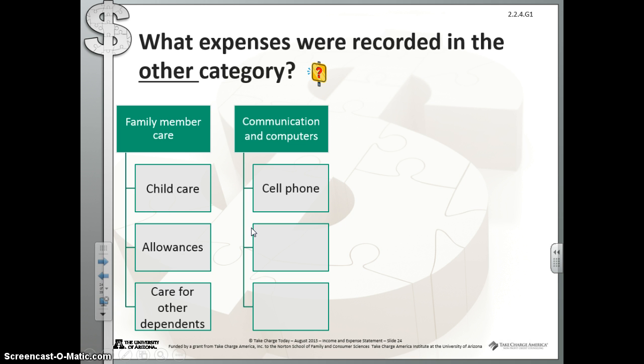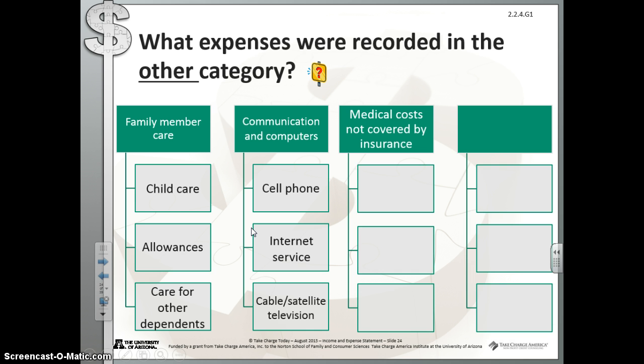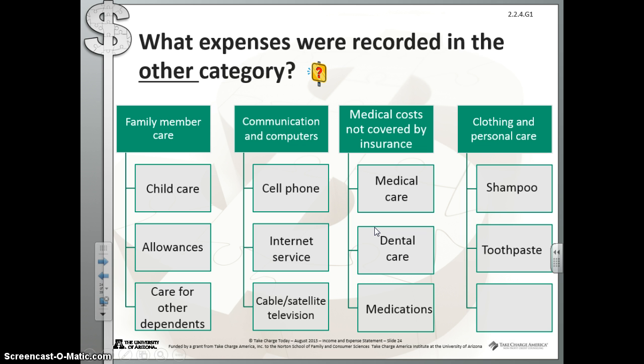Communication and computers. We definitely all have a cell phone bill, internet service, and cable satellite television. Medical costs that are not covered by insurance, because if so, it would be in your insurance bill. So it'd be medical care, your co-payments, or any other thing that's not covered by your insurance. Dental care and medications. Clothing and personal care. Shampoo, toothpaste, haircuts, and hair for my girls that like to buy hair.